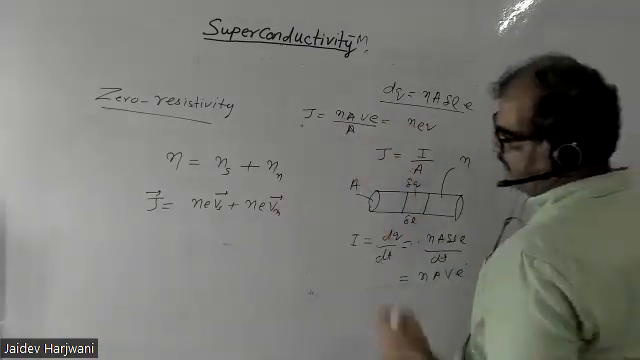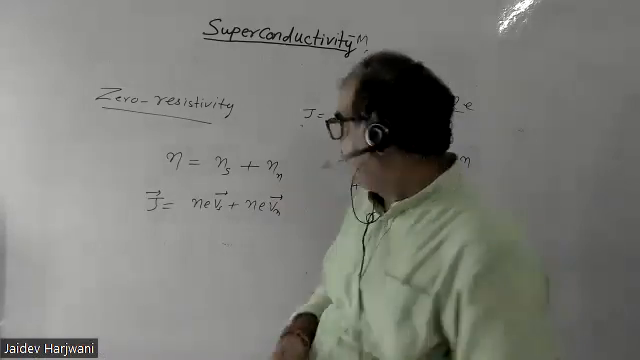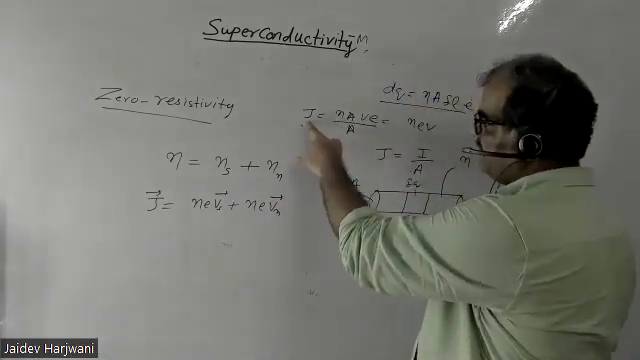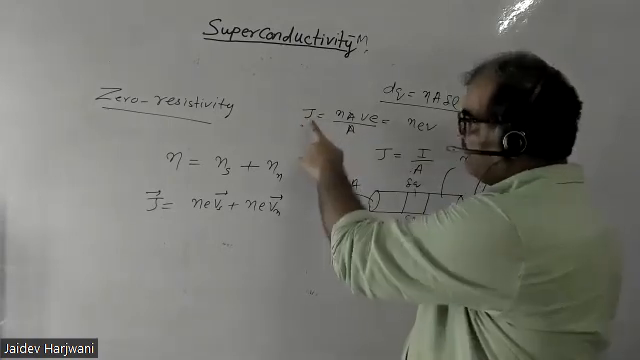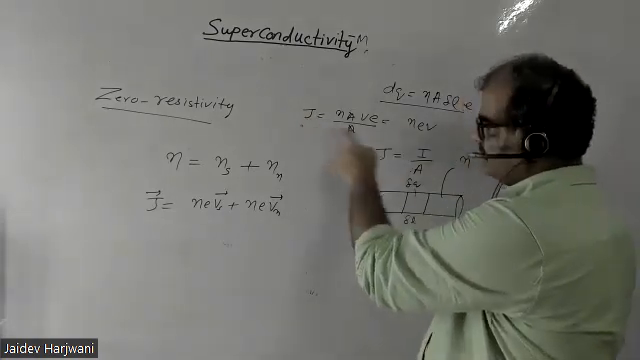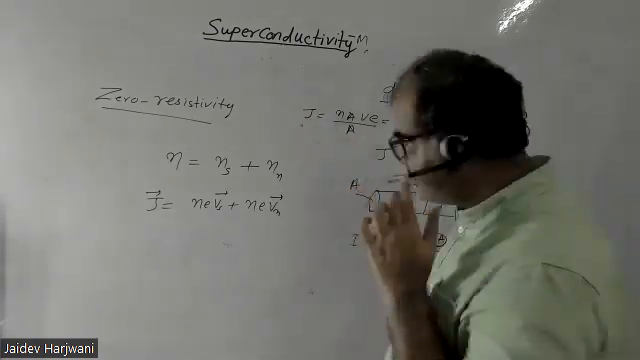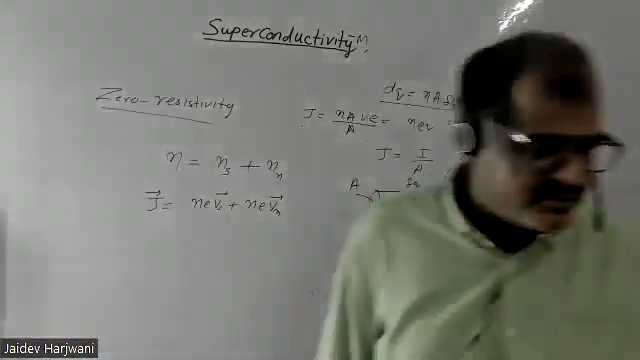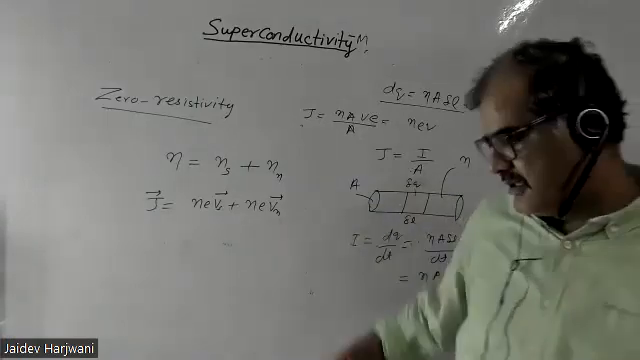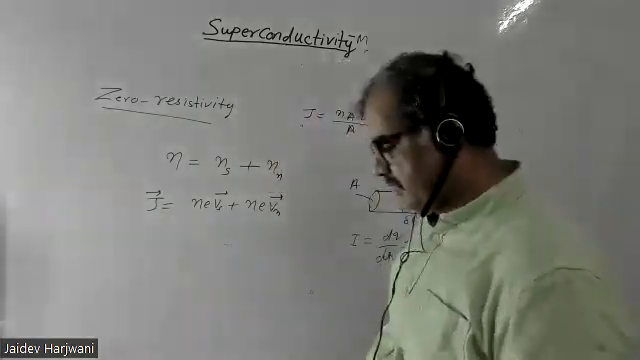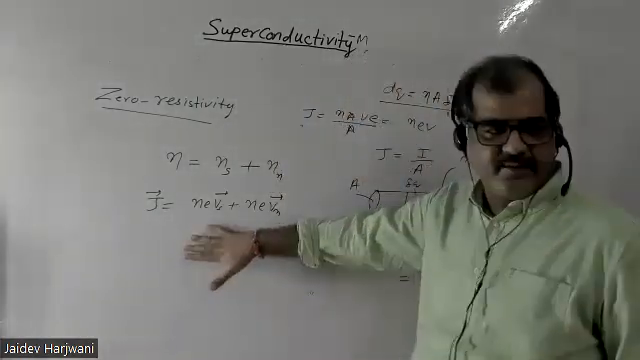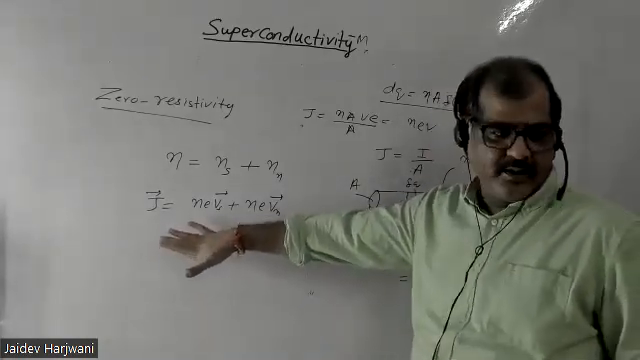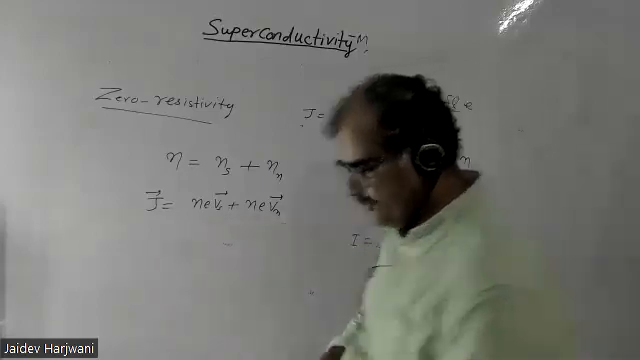So that's what I have written here. I have related a macroscopic parameter with microscopic parameters. Your current density depends on your velocity, for normal electrons as well as superconducting electrons. You can put a minus sign also if you fix one direction, but I am writing positive only. I hope this expression is clear to you.